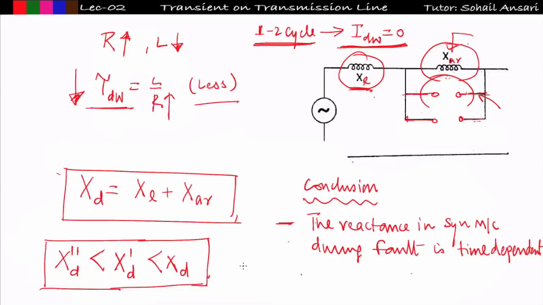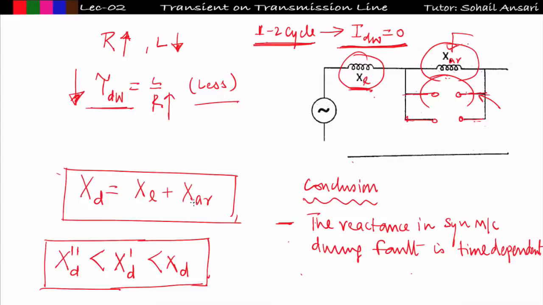Obviously you can find, just by drawing the equivalent circuit in the sub transient period, you will get the 3 parallel lines, and the overall equivalent reactance will be less than the transient reactance, and it will be less than the steady state reactance. So the conclusion is that the reactance produced in the synchronous machine during a fault is time dependent, and it will try to increase as the time passes.